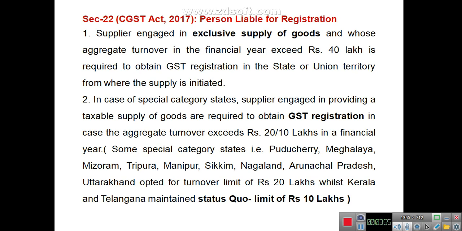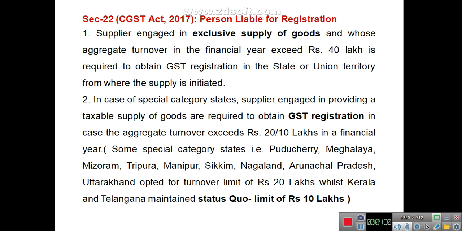First, a supplier engaged in exclusive supply of goods and whose aggregate turnover in the financial year exceeds rupees 40 lakhs is required to obtain GST registration in the state or union territory from where the supply is initiated. So any supplier who is engaged exclusively in supply of goods, and if in any financial year his aggregate turnover exceeds 40 lakhs, then he has to compulsorily register in that state.